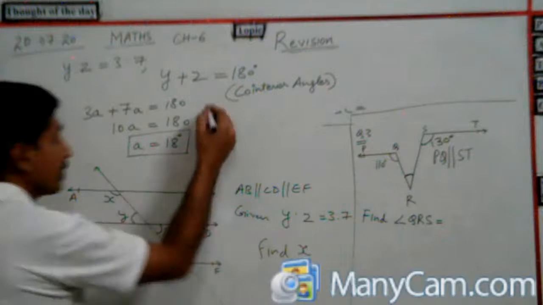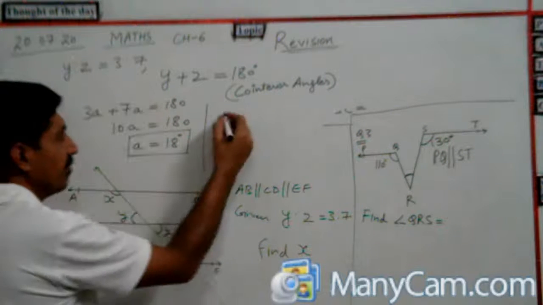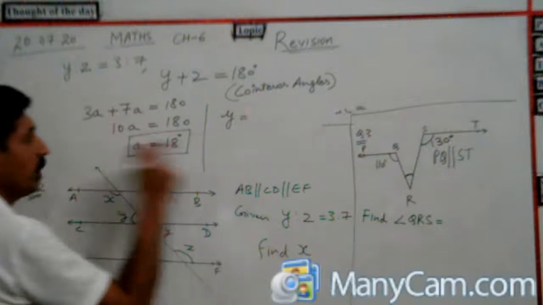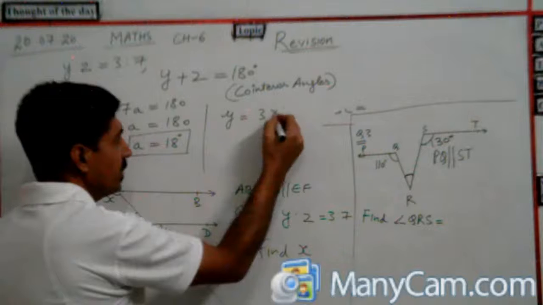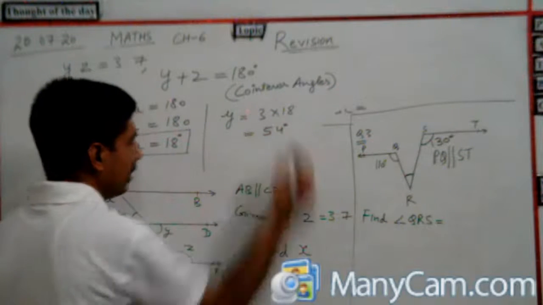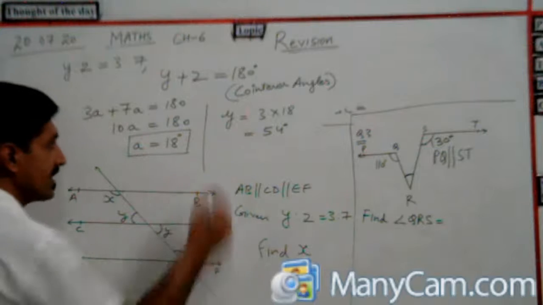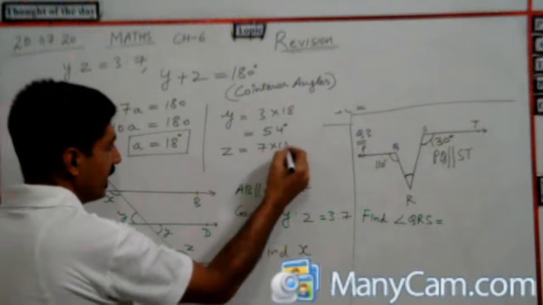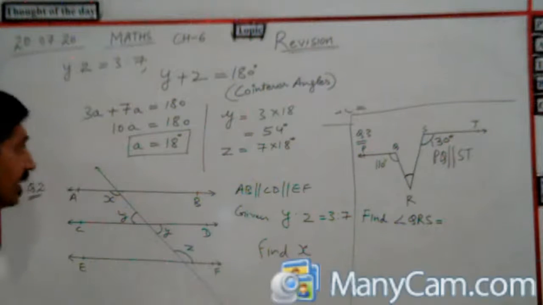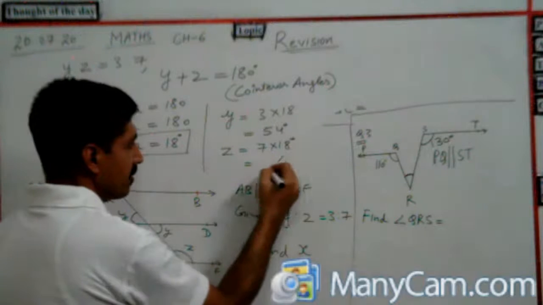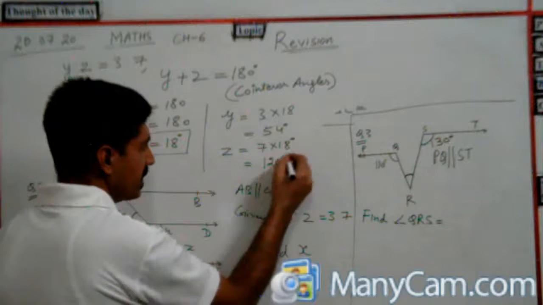So to find X we can find Y. Y is equal to 3 into 18, so 3 into 18 is equal to 54 degrees. Right? And Z is equal to 7 into 18. Right? So 7 into 18 is what? 7 eights are 56, so 126.